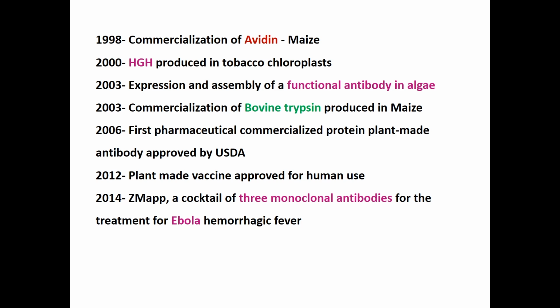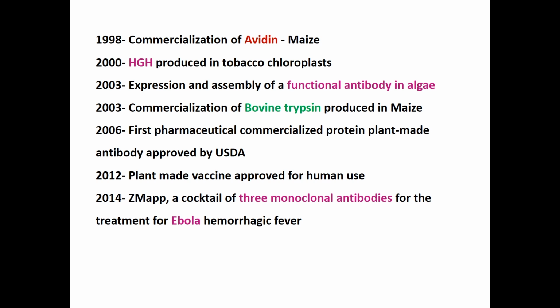In 2003, the expression and assembly of a functional antibody in algae was done. Again in the same year, 2003, commercialization of bovine trypsin produced in the maize. The commercial level of bovine trypsin was produced in the maize, and it was approved for commercial production and then the commercialization. And then during 2006, the first pharmaceutical commercialization protein, that is plant-made antibody, approved by USDA.